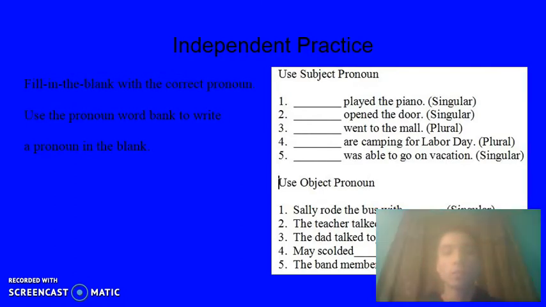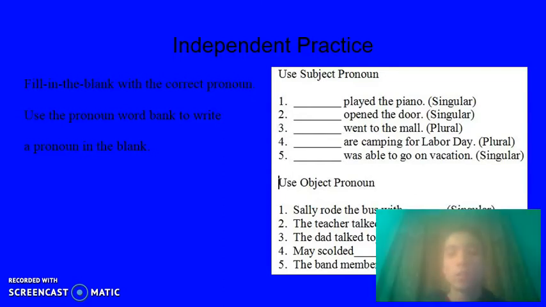For the second activity, students can complete a worksheet on their own. The worksheet is fill in the blank, and it's the same idea, but students would have to look at the word bank to write down the subject pronoun in each sentence. So for the first sentence, under subject pronoun, since it says singular in parentheses, students could write he or she played the piano for number 1.